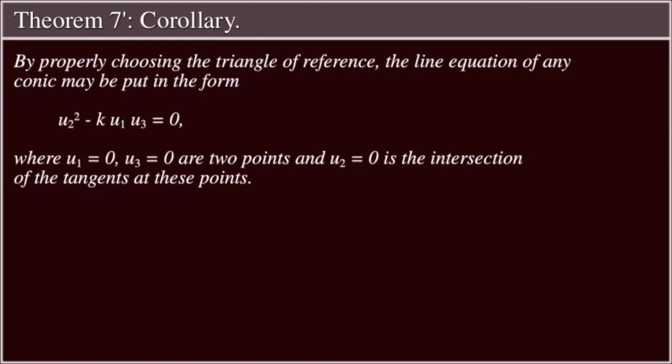Corollary: by properly choosing the triangle of reference, the line equation of any conic may be put in the form u2² − ku1u3 = 0, where u1 = 0, u3 = 0 are two points, and u2 = 0 is the intersection of the tangents at these points.